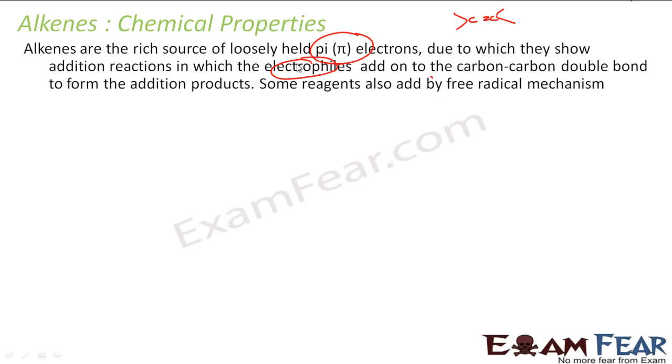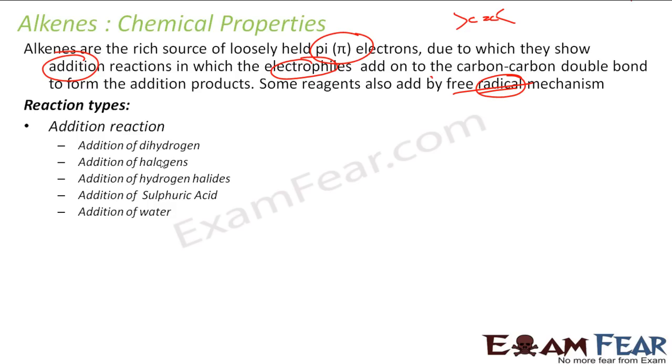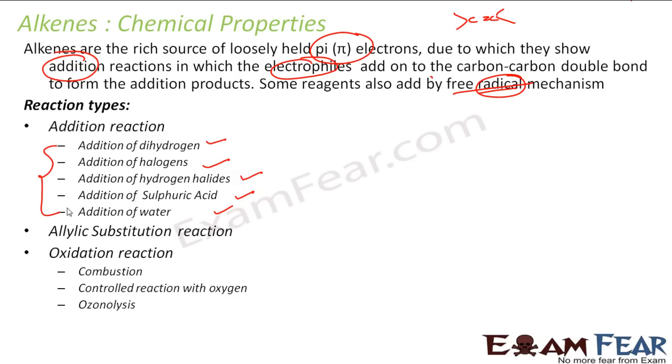They can easily be attacked by electrophiles and they show addition reactions a lot. The double bond breaks and the single bonds form in the addition reaction. Sometimes they also go for free radical addition reaction, but in most cases it is electrophilic addition reaction. If you see the reaction types, you have addition of hydrogen, halogens, hydrogen halides, sulfuric acid and water. We'll discuss all these. We have allylic substitution reactions also, and oxidation reactions, in which we have combustion, controlled oxidation and ozonolysis. We'll also study polymerization in alkenes.